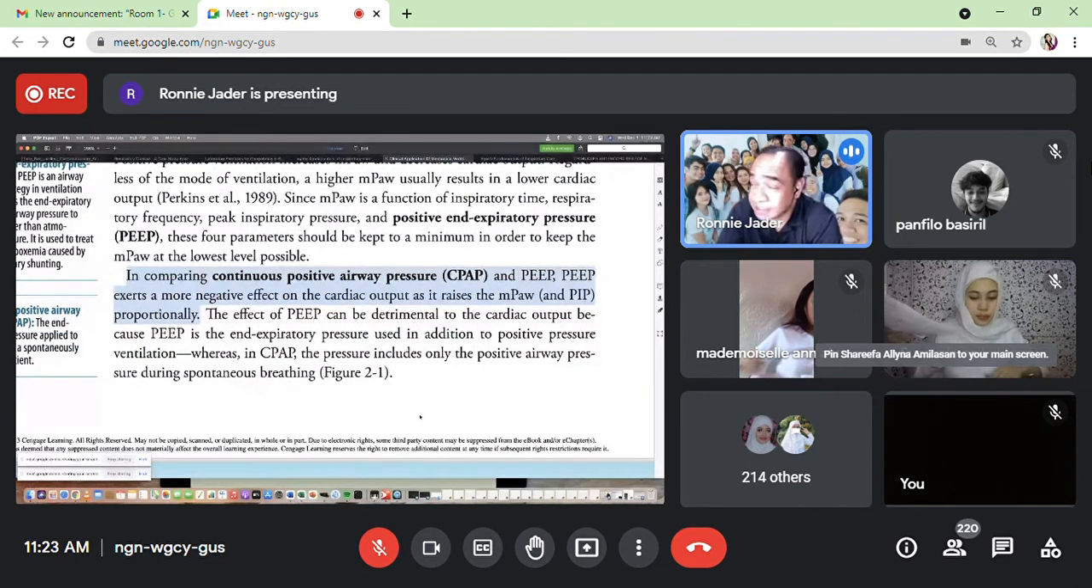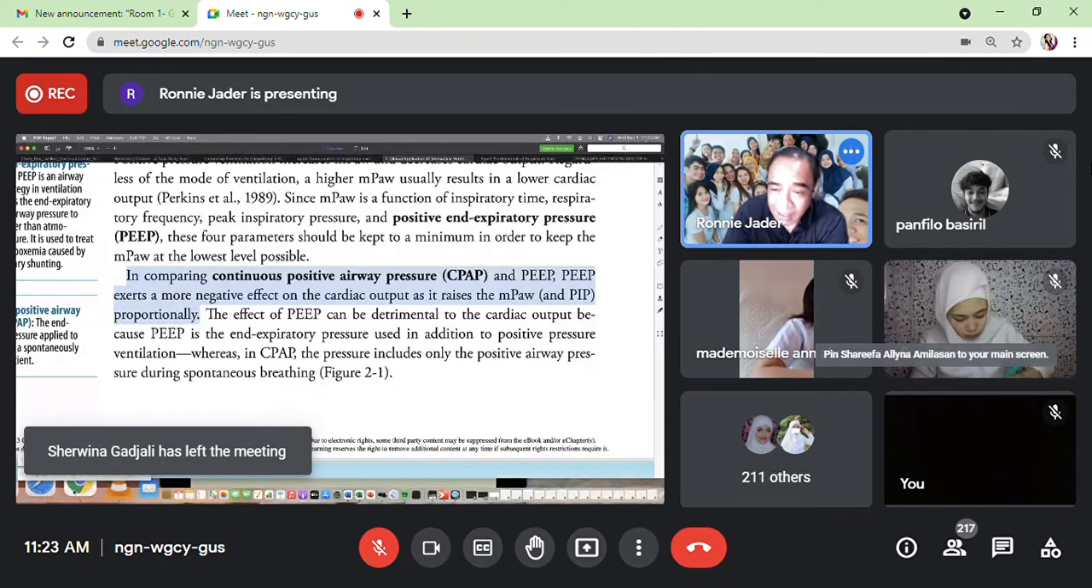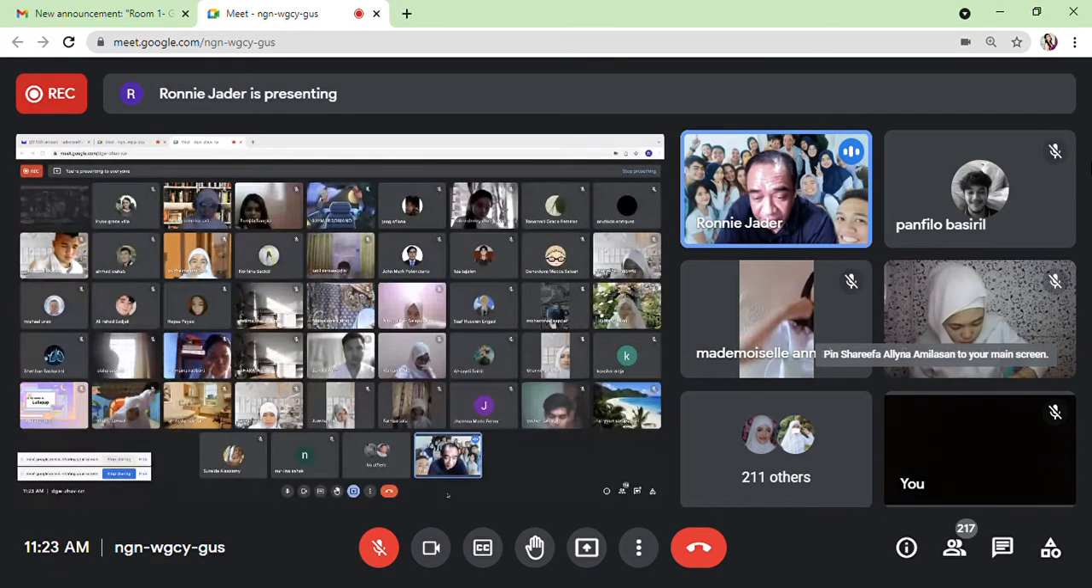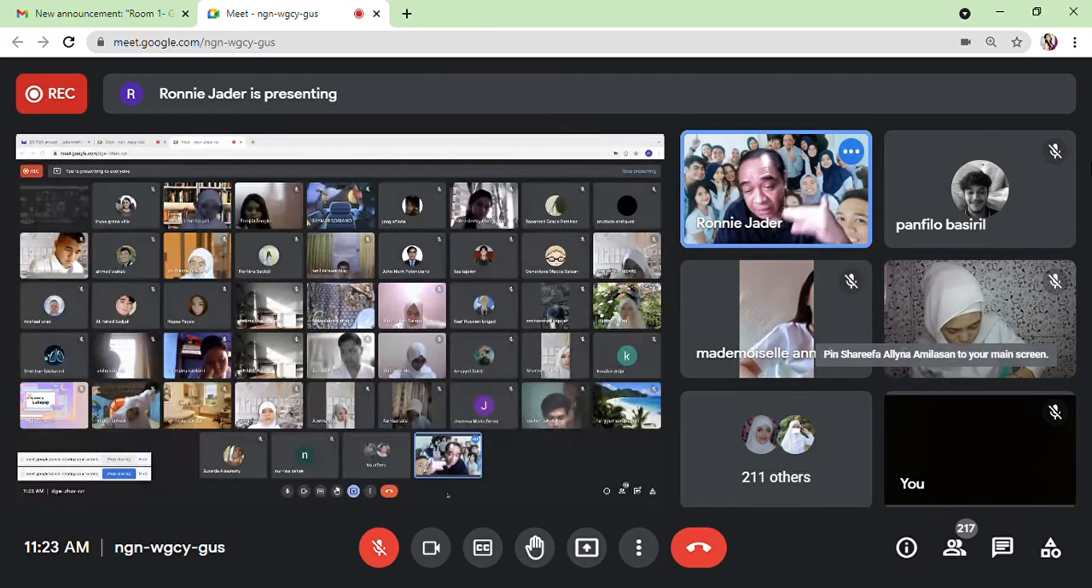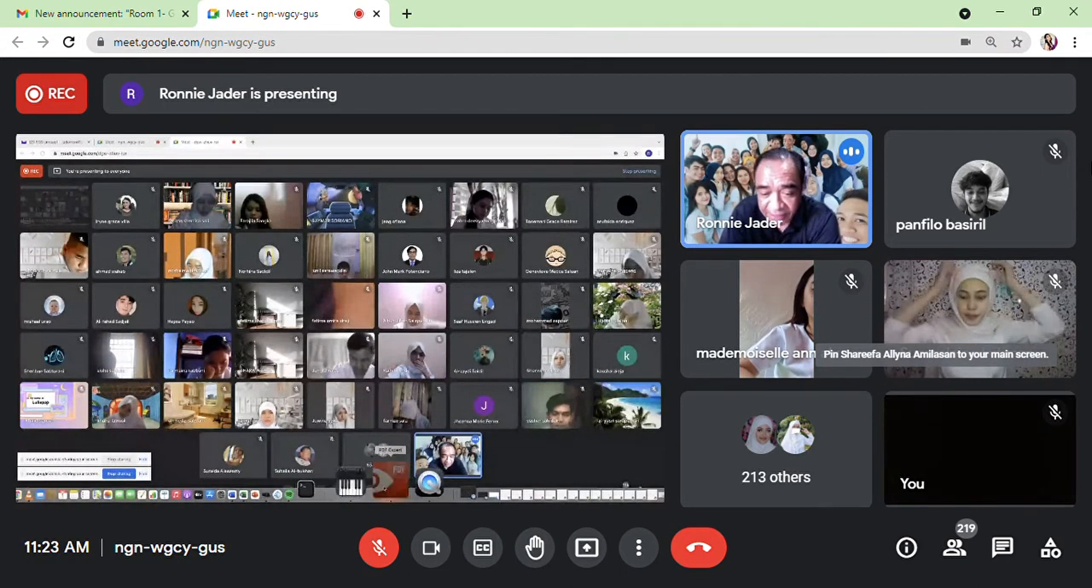In comparing CPAP and PEEP, PEEP exerts a more negative effect on the cardiac output as it raises the mean airway pressure proportionately. Yung PEEP sa CPAP pareho lang naman. Kaya lang, ano sabi rito? PEEP exerts a more negative effect compared to CPAP. Why? Kasi yung CPAP is spontaneously breathing. Okay? The patient inhales negatively. The patient has spontaneous breathing compared to a positive pressure breathing. Mas devastating ang effect ng PEEP kasi mechanical ventilation niya compared to CPAP. Spontaneously breathing kasi siya.